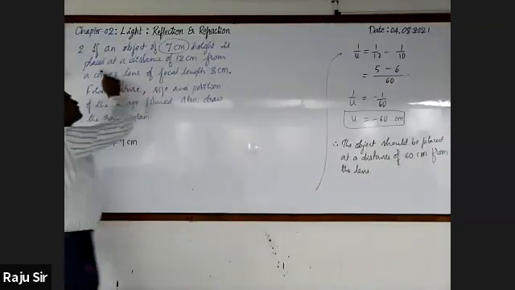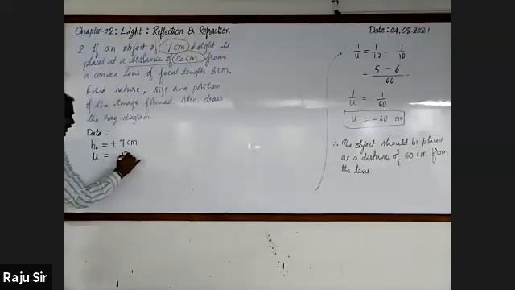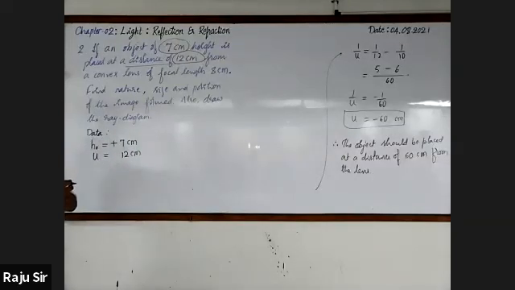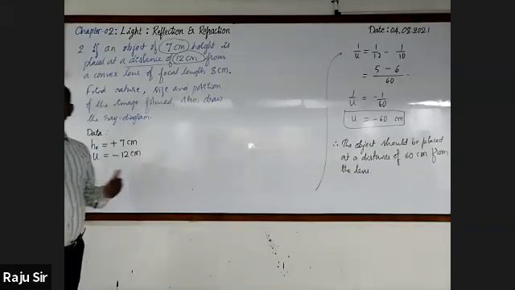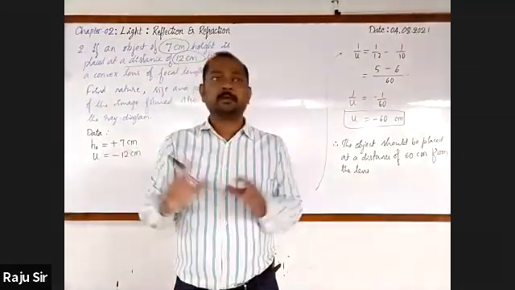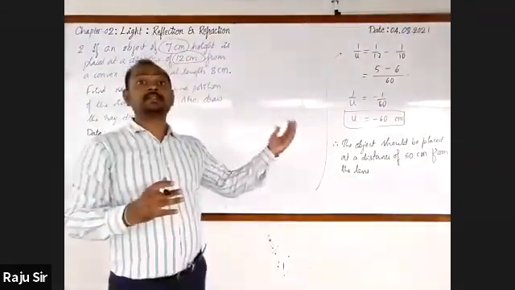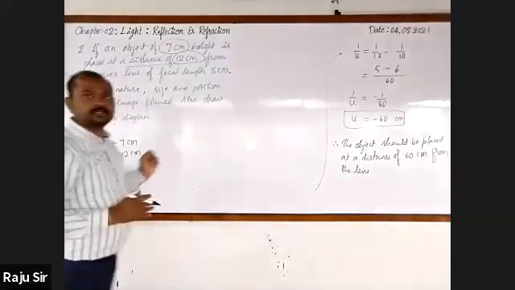7 centimeter height is placed at a distance of 12 centimeter. What does 12 centimeter indicate? Object distance, u equal to 12 centimeter. Positive or negative? Negative, because it is opposite to the direction of rays. We all know that object distance is always negative, either with respect to lens or mirror. The reason is object distance will always be taken in the direction opposite to the light. So that is why it is always negative.